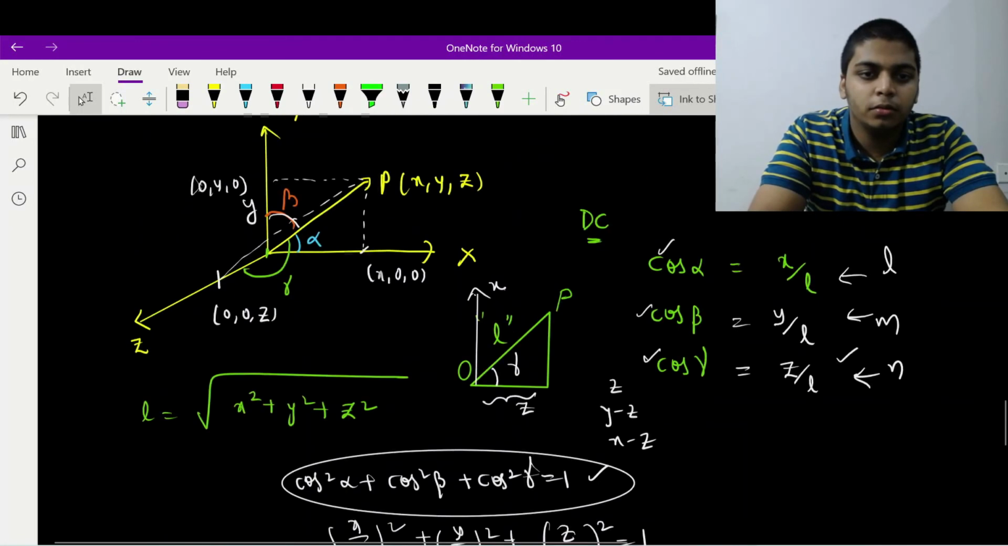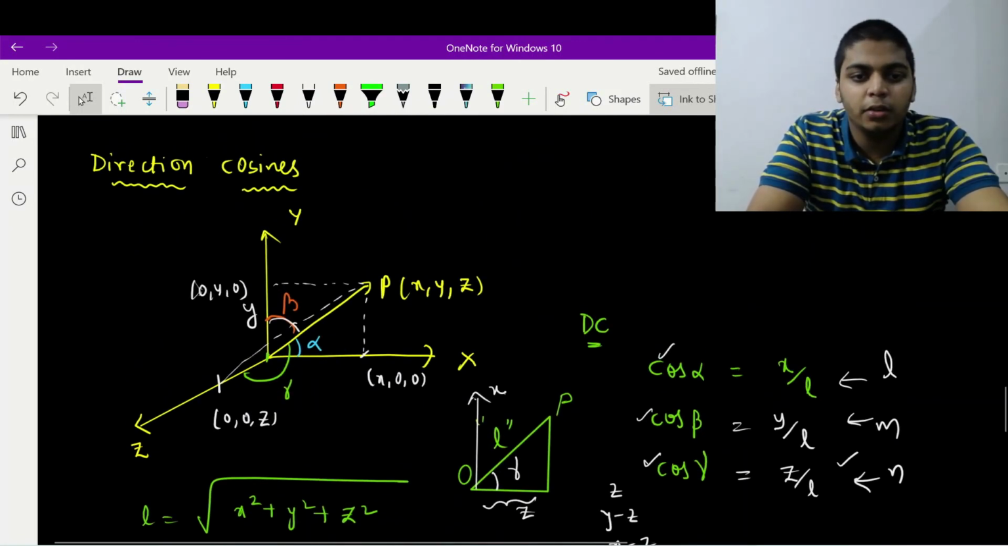And now we have completed the subtopic directional cosines.